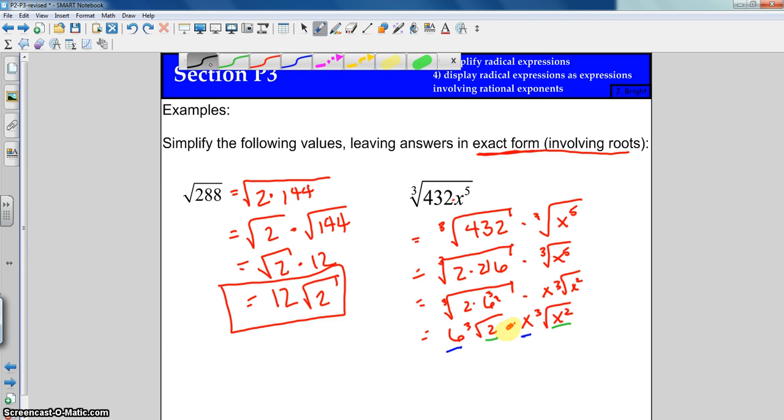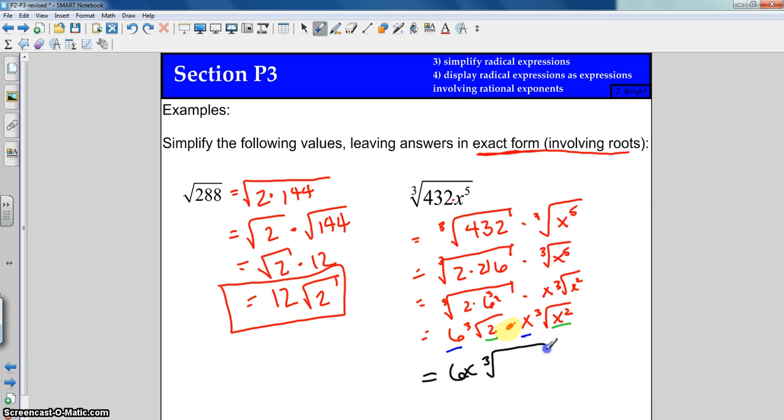Alright, so my final answer is going to be, I've multiplied the 6 and the x together, I get 6x. Then I have the cube root. Now I have to multiply the two things underneath the radical together, and I get 2x squared left over.